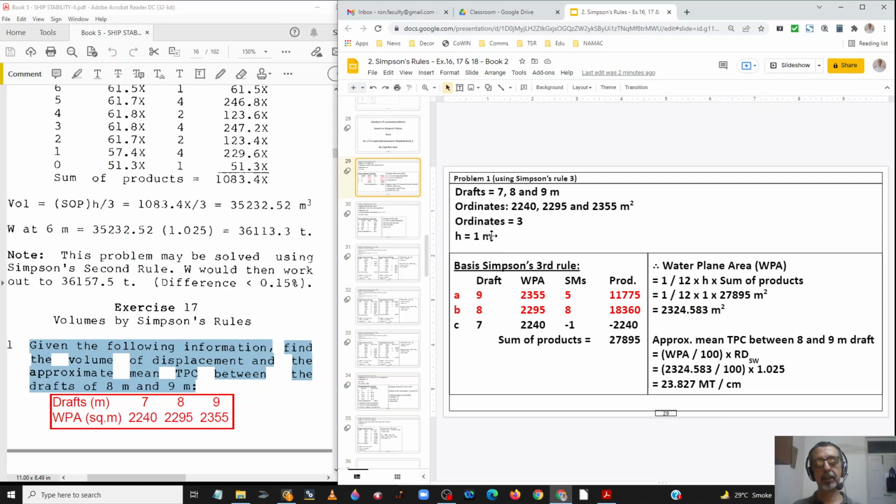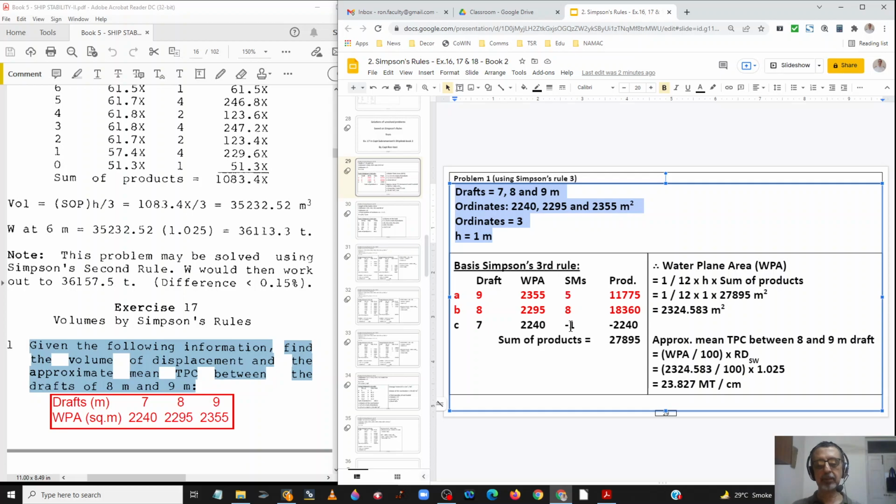Here we have the data given to us in the problem. Drafts 7, 8 and 9 meters, the ordinates being 2240, 2295 and 2355 square meters respectively. 3 ordinates are given and the distance between each of the ordinates is 1 meter. So I'm going to use Simpson's third rule to solve this problem. The 3 ordinates I have labeled as A, B and C, at draft 9 meters, 8 meters and 7 meters respectively. The respective water plane areas are mentioned here.